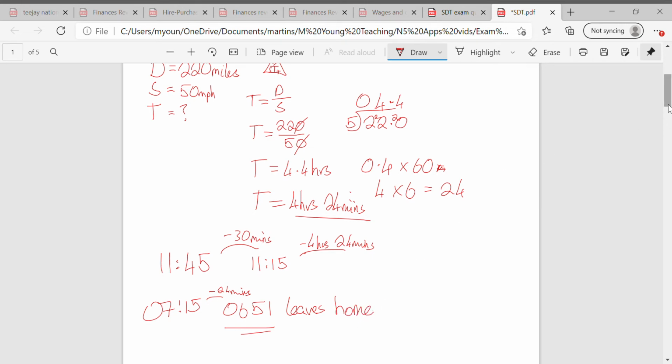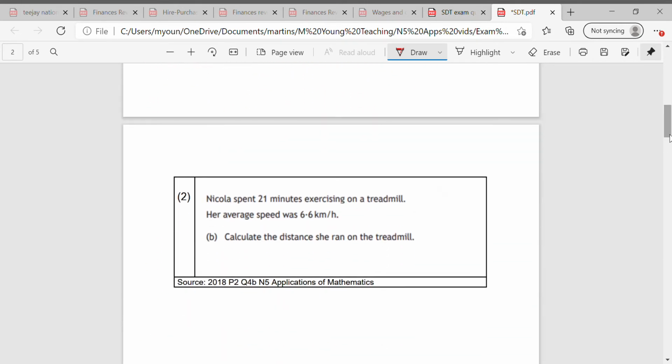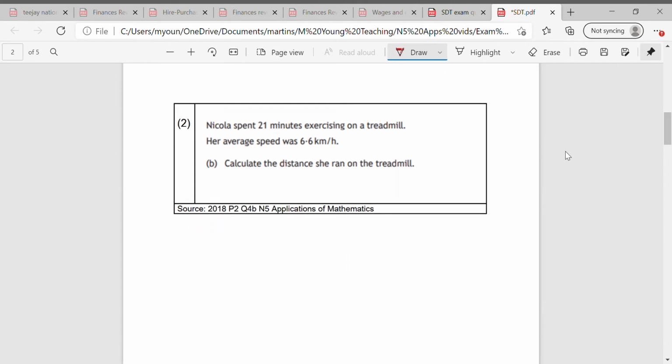Okay, next question. Question 2. Nicola spent 21 minutes exercising on a treadmill. Her average speed was 6.6 kilometers an hour. Calculate the distance she ran. Okay, so distance equals, speed equals, time equals. Distance was the thing we're trying to work out.